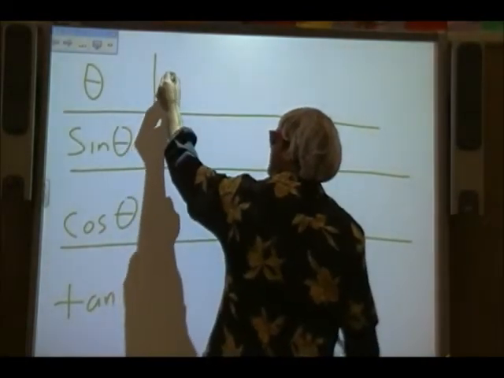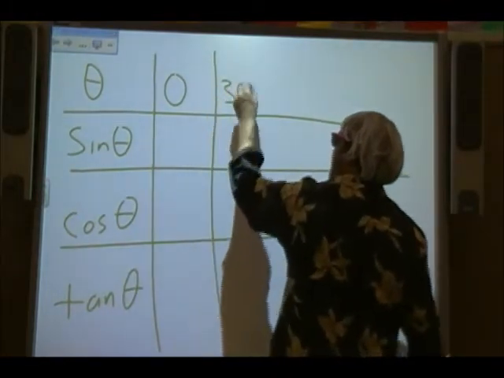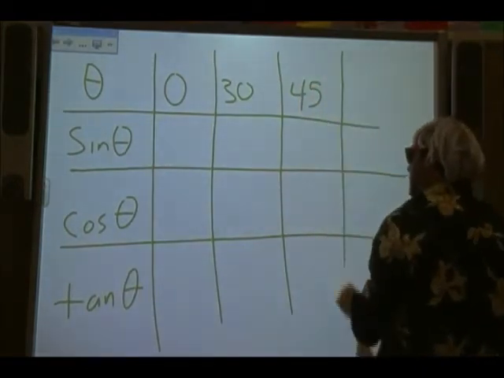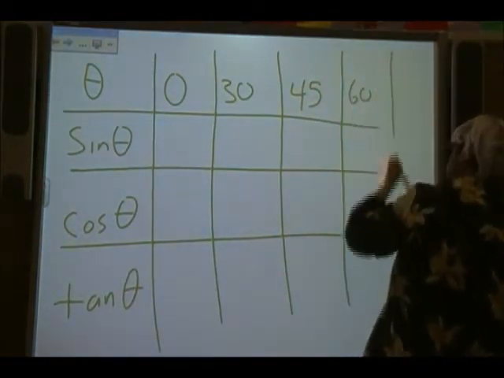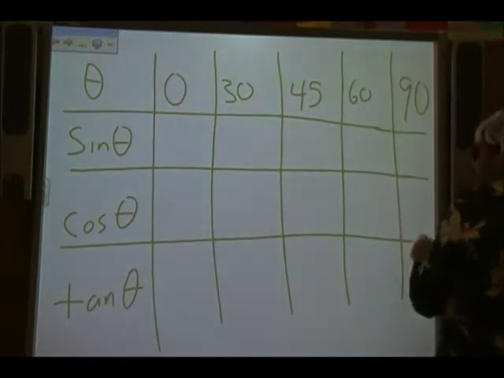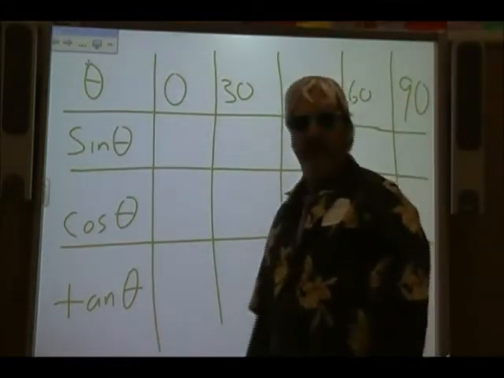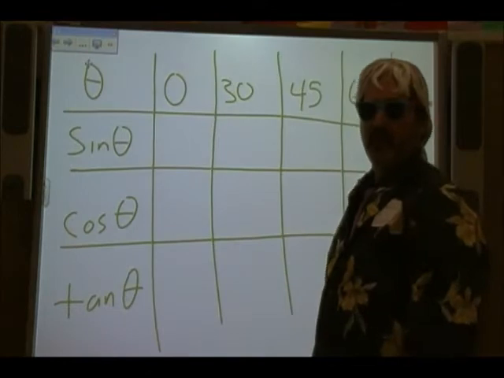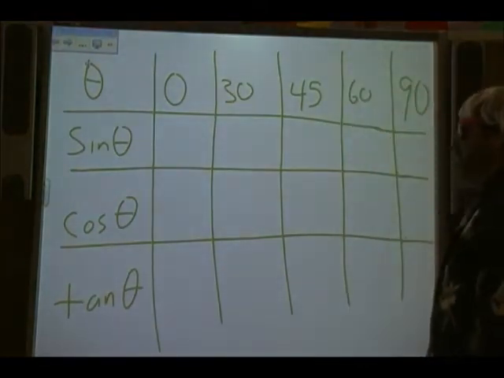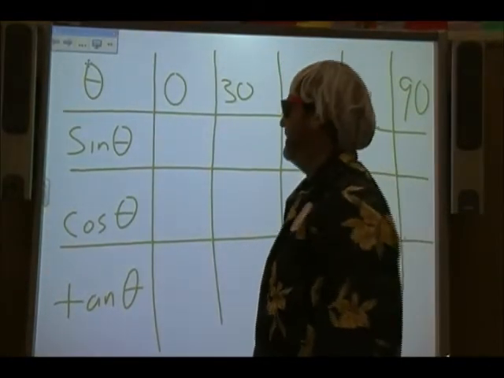The angles we're going to do are 0, 30, 45, 60, and 90. Those are the angles that we're going to do. So you copy this down and then we'll fill it out. Everybody get a chance? Good. I forgot you could put pause on the computer.